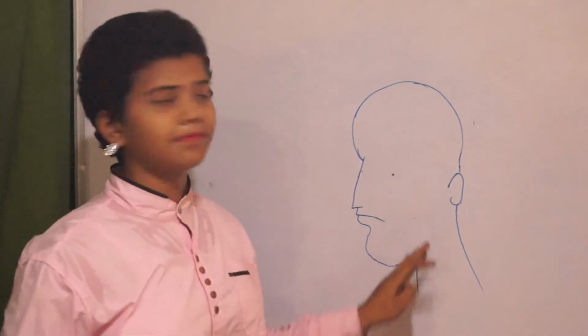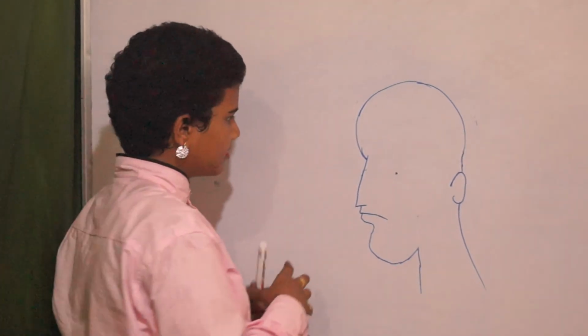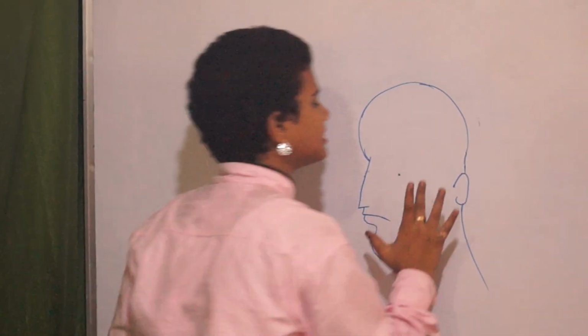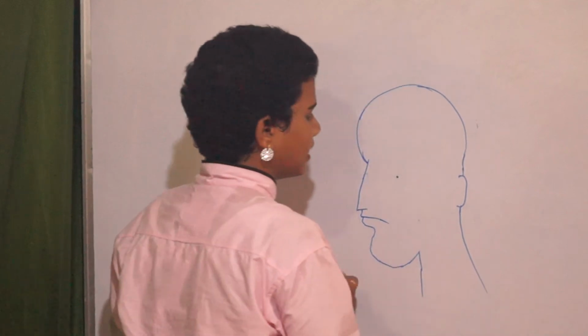Okay, this is a human being. Now, we can find 3 major salivary glands. Let us know where the 3 major salivary glands are located.